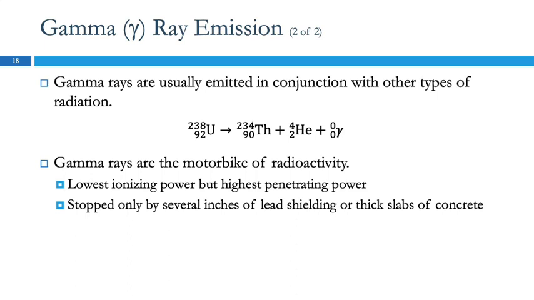But think about them in the traffic jam. A motorbike can actually go between stopped cars and get all over the place, right? You might get a ticket if you do that, but you can do it. So gamma rays have high penetrating power. It takes several inches of lead, or big, thick slabs of concrete, to stop it. Goes through pretty much anything.